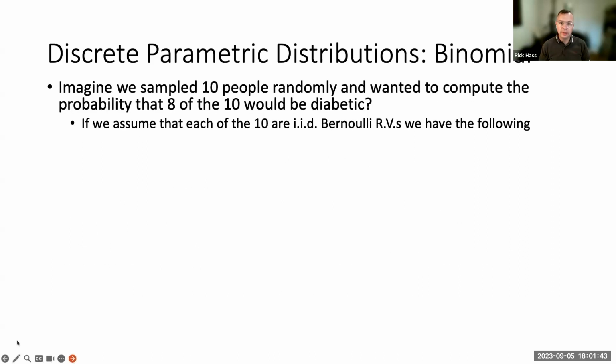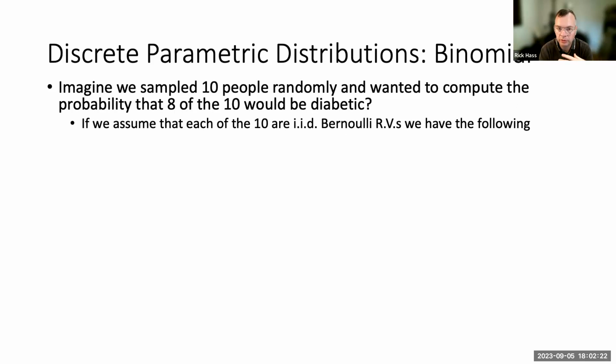Where it becomes interesting is when we start to think about a bunch of different Bernoulli observations together. Okay? And we move to what we call the binomial distribution. So imagine that we randomly pick 10 people off the street. We randomly went up to 10 people, and we asked them if they're diabetic or not. Before the experiment, let's say we were making a bet with our friend, and we were interested in whether or not 8 out of the 10 people were diabetic. So we wanted to write down, well, what's the chances of that occurring? Okay?